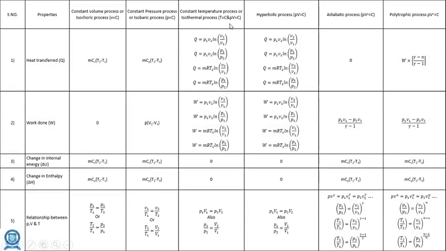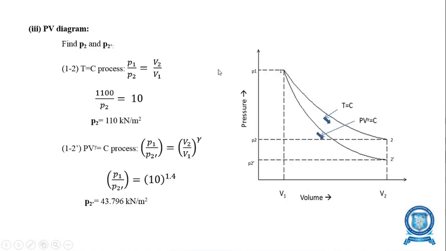Isothermal compression. Look at the isothermal compression. That means the isothermal process. What is the formula for heat transferred, Q? We have a variety of formulas: Q is equal to P1 V1 ln V2 by V1, Q is equal to P1 V1 ln P1 by P2, or else Q is equal to mRT1 ln V2 by V1, or mRT1 ln P1 by P2. So from these you can try the suitable formula.